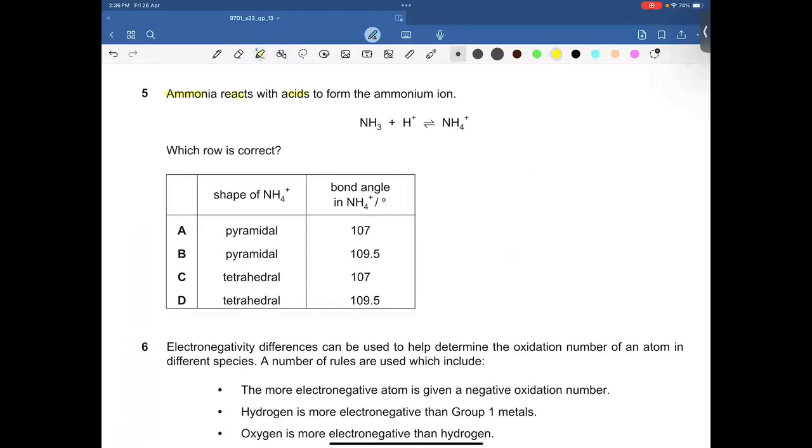Ammonia reacts with acid to form ammonium ions, and that's the equation. We have discussed this equation in the class, all right? Which row is correct? Shape of ammonium ion. Let me draw the structure of ammonium ion here.